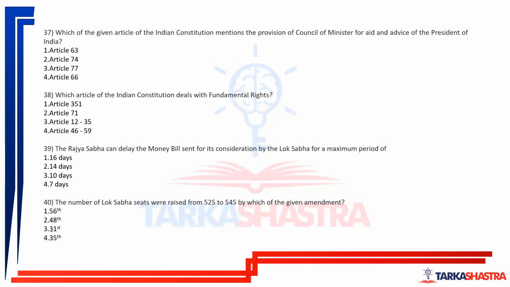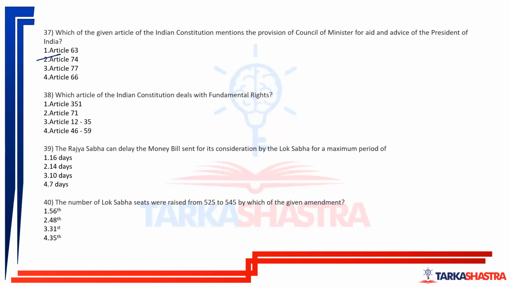Next, which of the given articles of the Indian Constitution mentions the provision of Council of Ministers for aid and advice of the President of India? Okay, so Article 74 gives this provision to the President, that there will be a Council of Ministers for aid and advice.